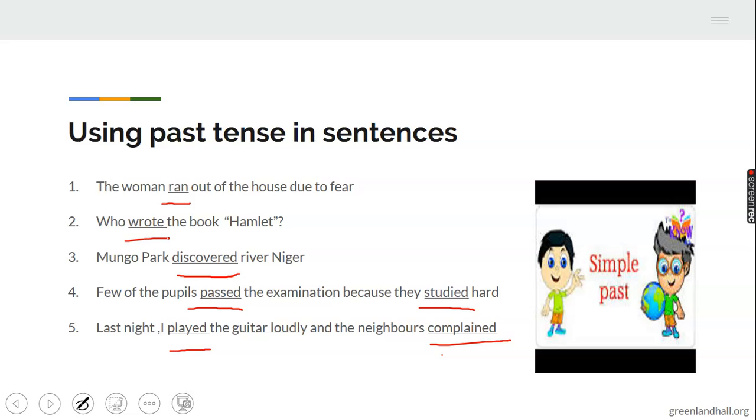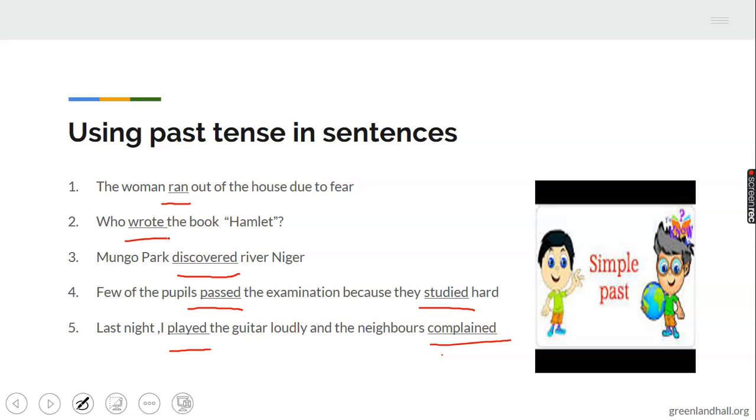Now we have wrote. Wrote, is it regular or irregular? Anybody want to try? Regular or irregular? Yes, it's an irregular verb because we do not have to add ed to get the past form. Now, the next one is discovered. Discovered. Tell me, is it regular verb or irregular verb? And that's very simple. Can you hear everybody shouting regular?